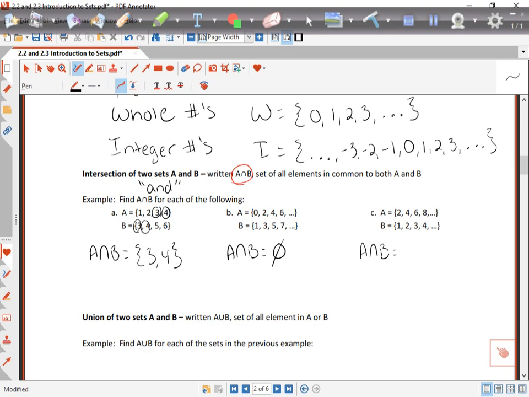On this last one, A is 2, 4, 6, 8, the even numbers, and B is 1, 2, 3, 4, it looks like the counting numbers. So what they have in common, if we kept going, would be the even numbers: 2, 4, 6, 8, and so on. Another way we could say the same answer is that it ended up equaling one of the sets we already had. So we could say it's also equal to A.